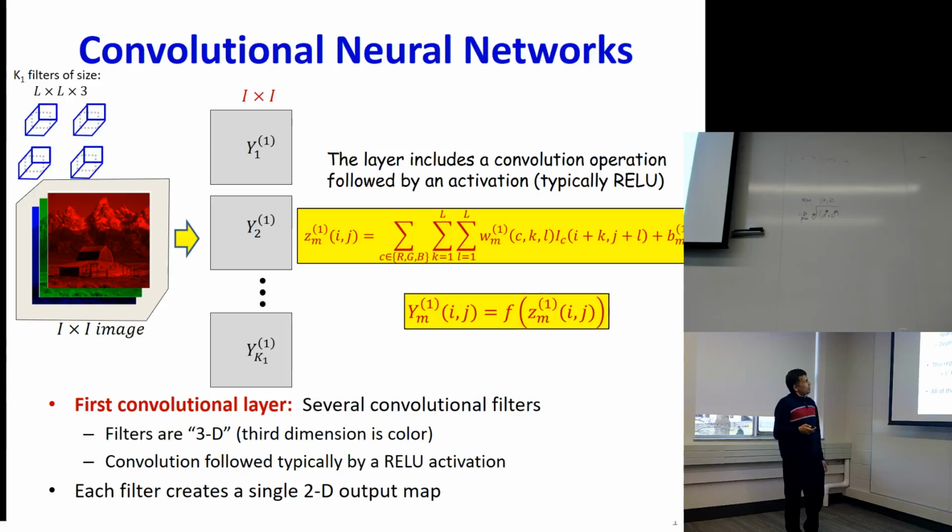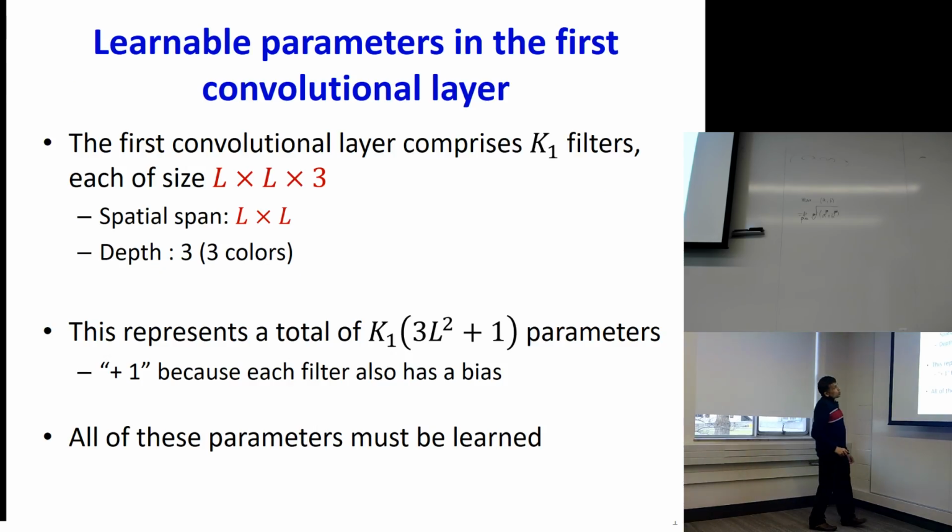Now, the first convolutional layer has K1 filters, each of L cross L cross 3. The spatial span is L cross L, the depth is 3. So you have these many parameters, and all of these parameters must be learned, okay?